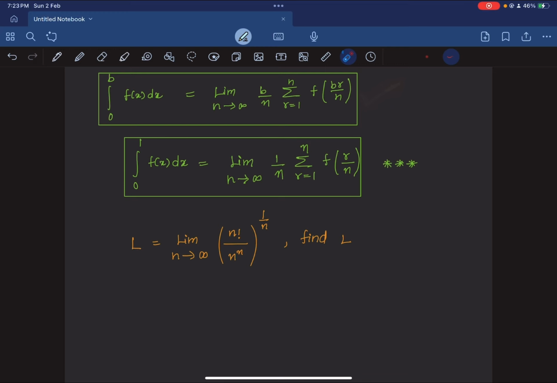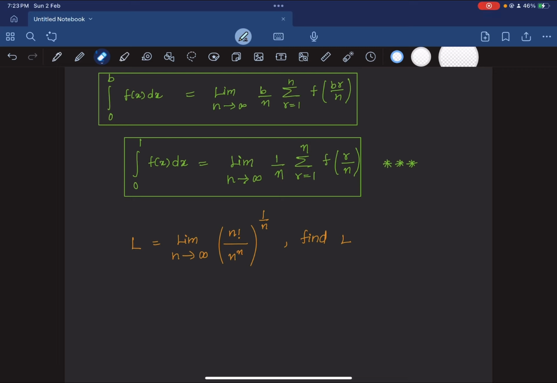Let us explore one more special case of this result. When your b is 1, this will become 1 upon n and this will become r upon n. This is a very important result. These two results are very, very important. They are very frequently used in your JEE Advanced exam, and you can expect questions from this topic every year on your JEE exam.